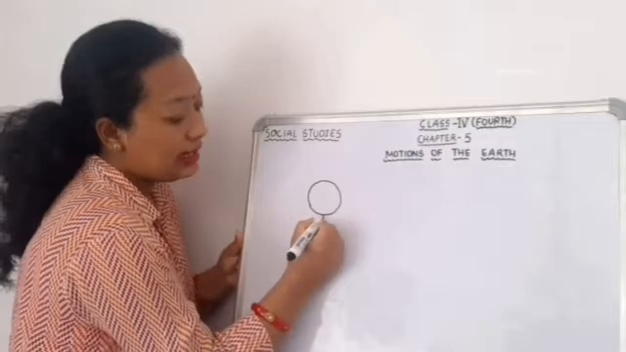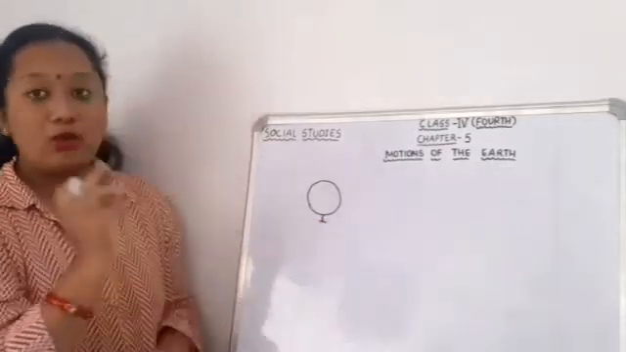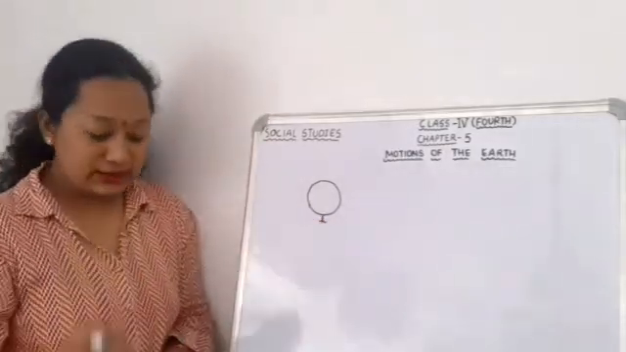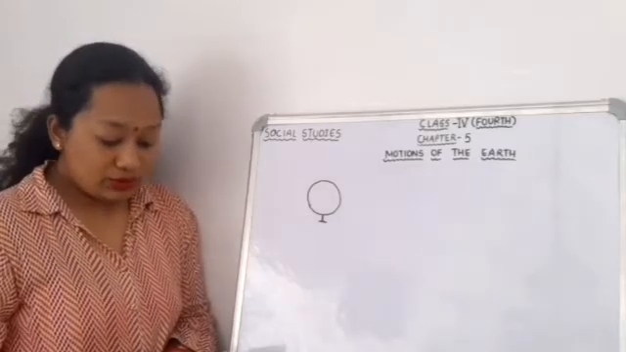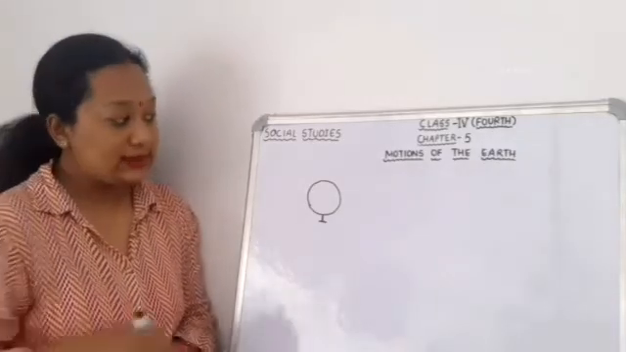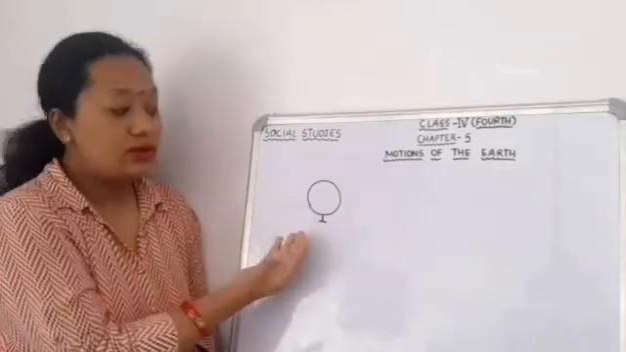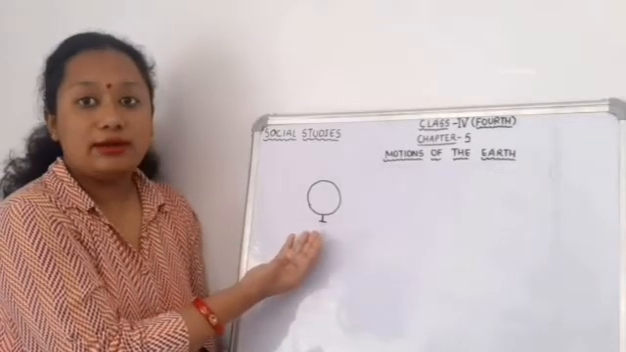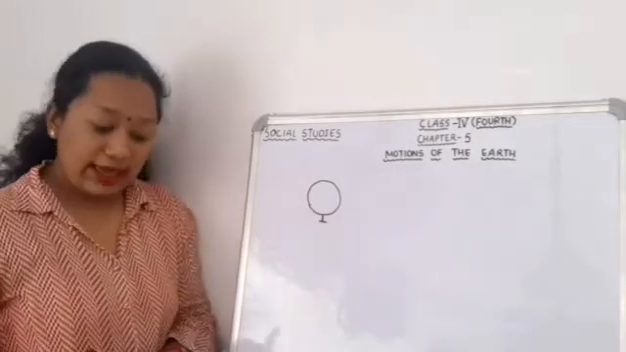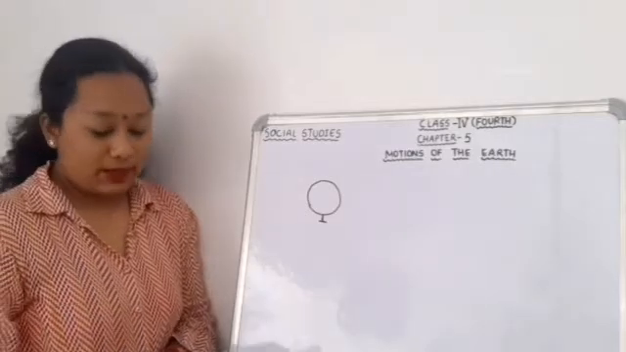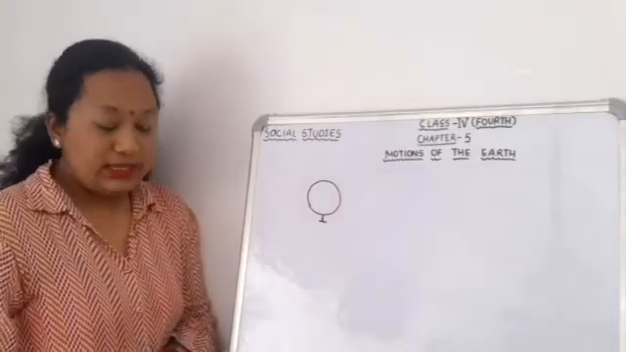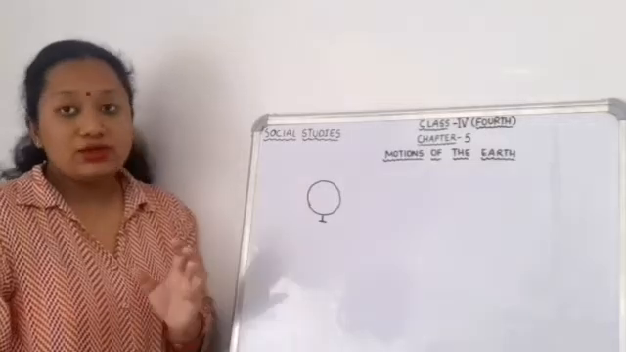This is an imaginary axis around which a body rotates or spins. Our Earth also rotates on its imaginary axis. You can see this is our Earth, and it rotates around its axis, or on its axis. Each planet in our solar system rotates on its own axis.